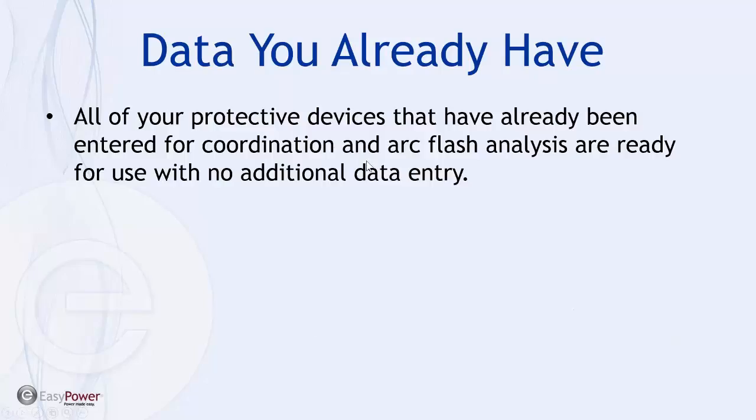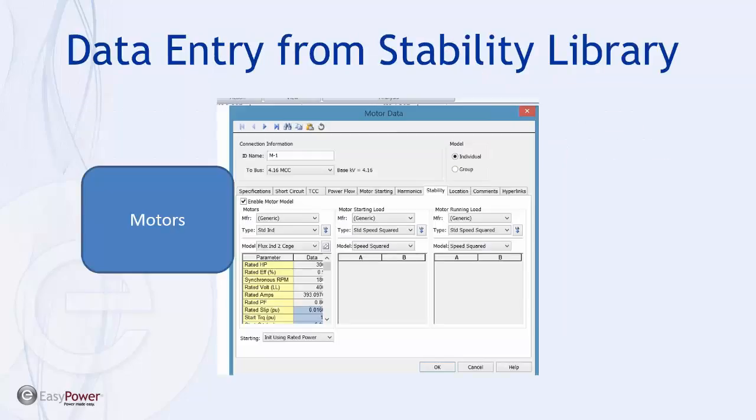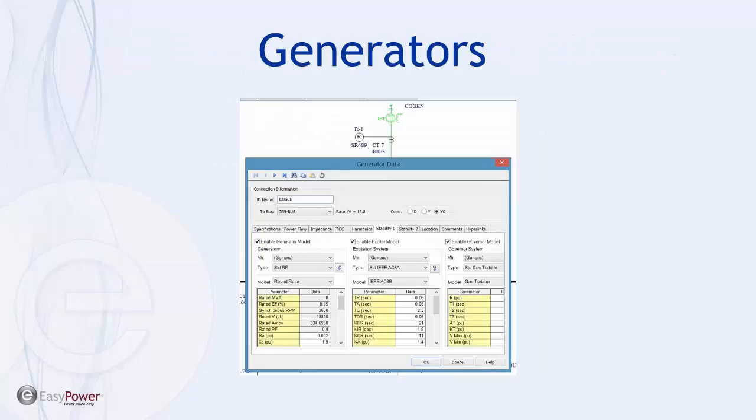So among other things, the data we already have is the protective device characteristics and TCCs, which are utilized for coordination and arc flash analysis. In each of the elements that we're describing, for instance, a motor data dialog box, there will be a stability tab, and by invoking motor modeling, the data for models for that motor can be entered, and we're going to show how to access the typical data library as we get into this.